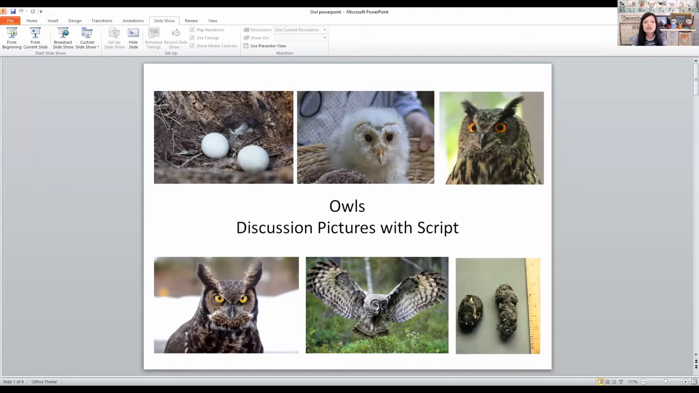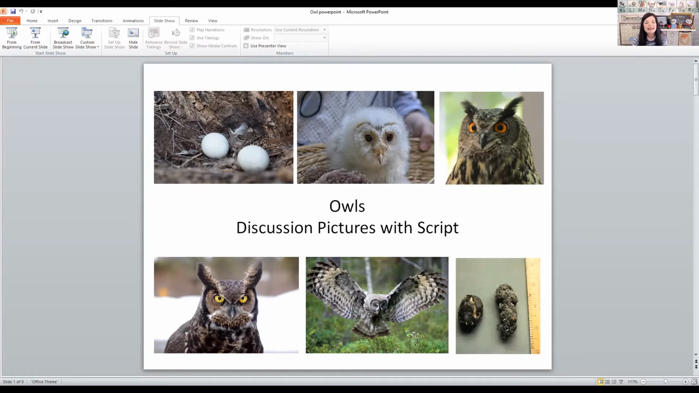Owls have ears on the side of their heads that can hear very well. Now, can you spot the ears? You might be looking at these, and they do look like ears, but actually those are just tufts of feathers. The ears are on the side of the owl's head, and we can't even see them. Owls have fluffy feathers that are very quiet when they fly. If an owl flew past you at night, you probably wouldn't even know, because they're super duper quiet.